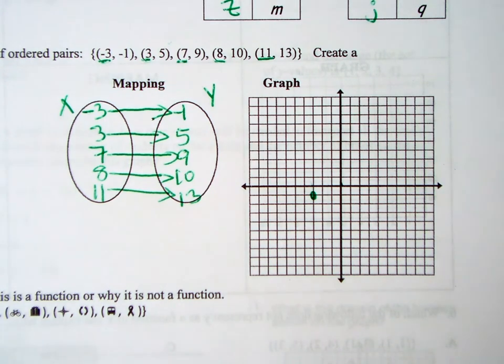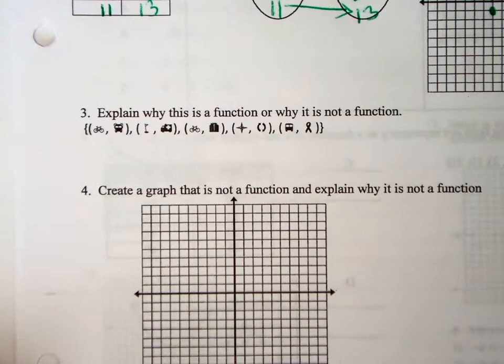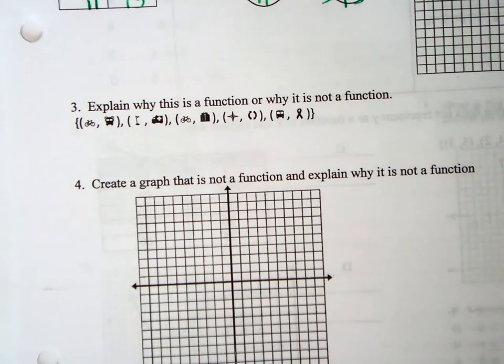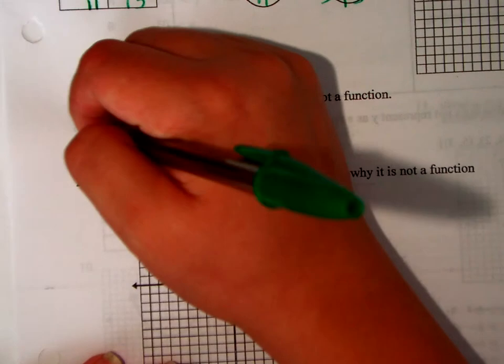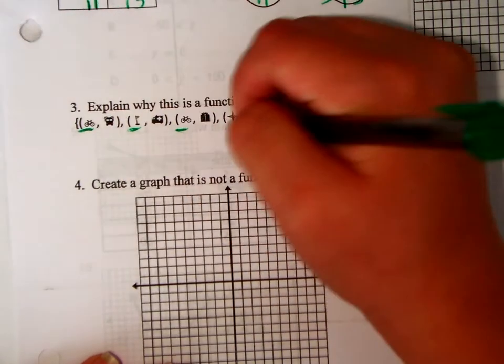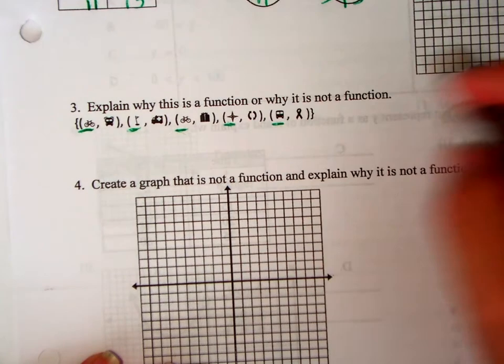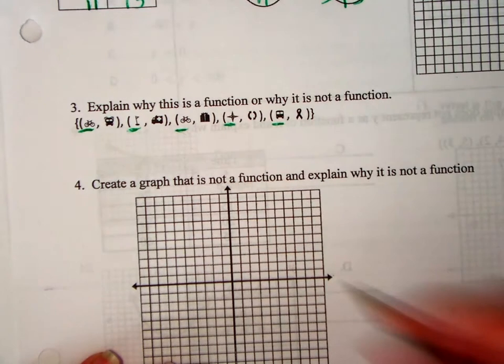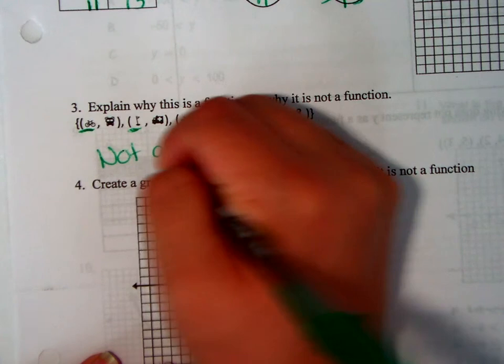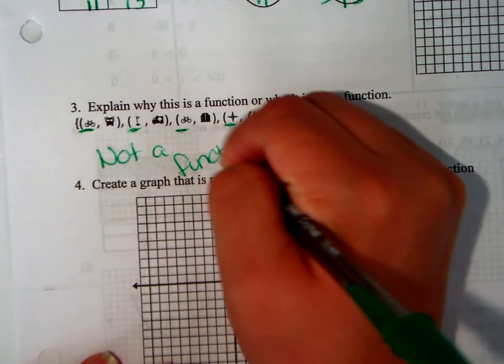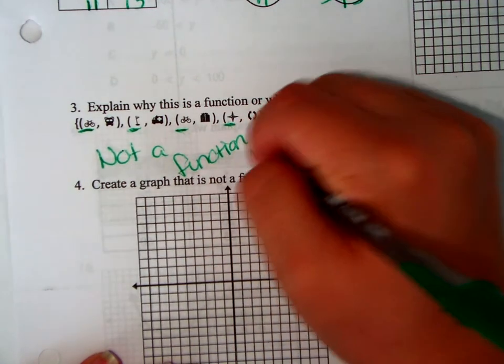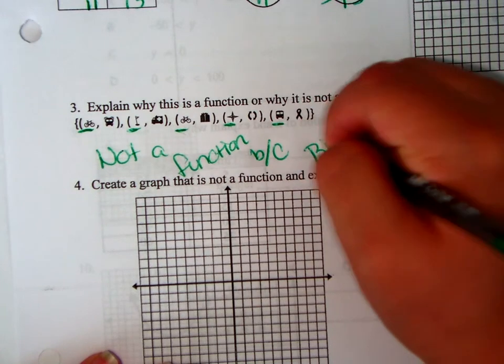Number 3, are you ready? Okay, so number 3, they're asking us to explain why this is a function or why it is not a function. So when we talk about functions, do we care about the X or the Y? The X. Which is our first one. Why is it not? Because the bicycle. Good. So we're going to write not a function because bikes repeat.